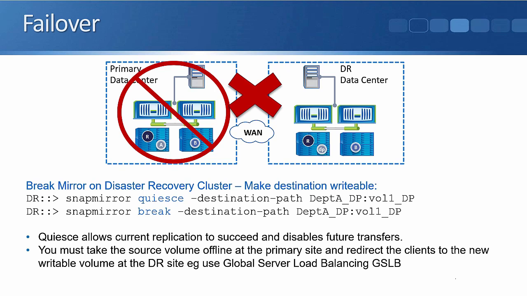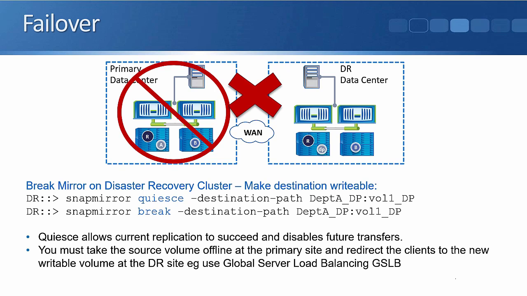Next, we do a SnapMirror break to break the SnapMirror relationship. When we do this, it's going to make the destination side a writable copy. So when we do this, if the primary site is still actually online, then we want to take the source volume offline at the primary site to stop anybody making any changes there, because the DR site is now writable. We don't want people making changes to both sides, because then we'll get inconsistent copies of the data. They're not going to be the same. So take the source side offline when you do this.